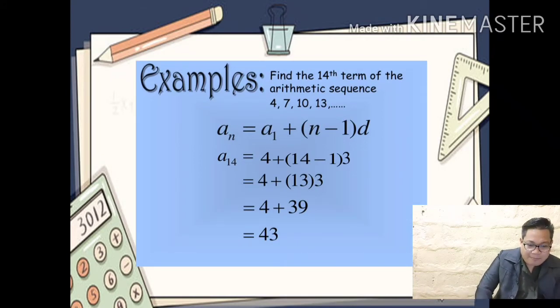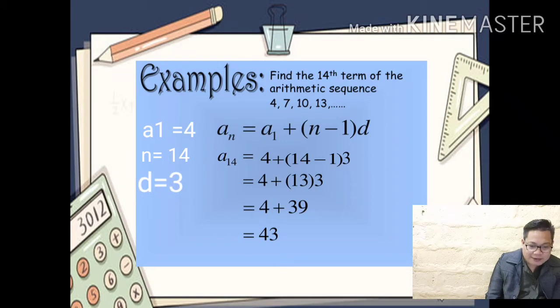Another example. Find the 14th term of the arithmetic sequence 4, 7, 10, and 13. So dito, we have the first term. Anong first term natin? 4. And dahil 14th term ang hinahanap, so meron tayong 14 terms. Common difference. Ang common difference natin dito ay 3. Dahil sa sequence lagi, plus 3 ng plus 3.